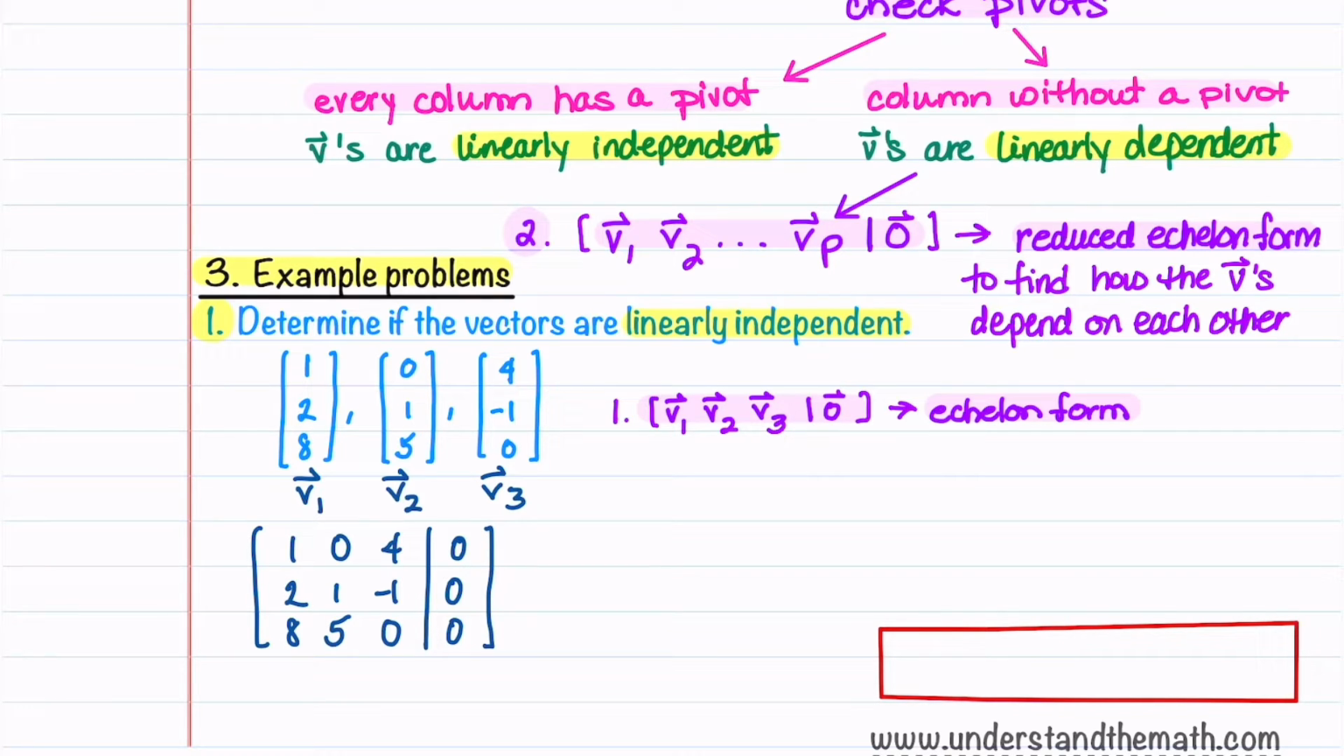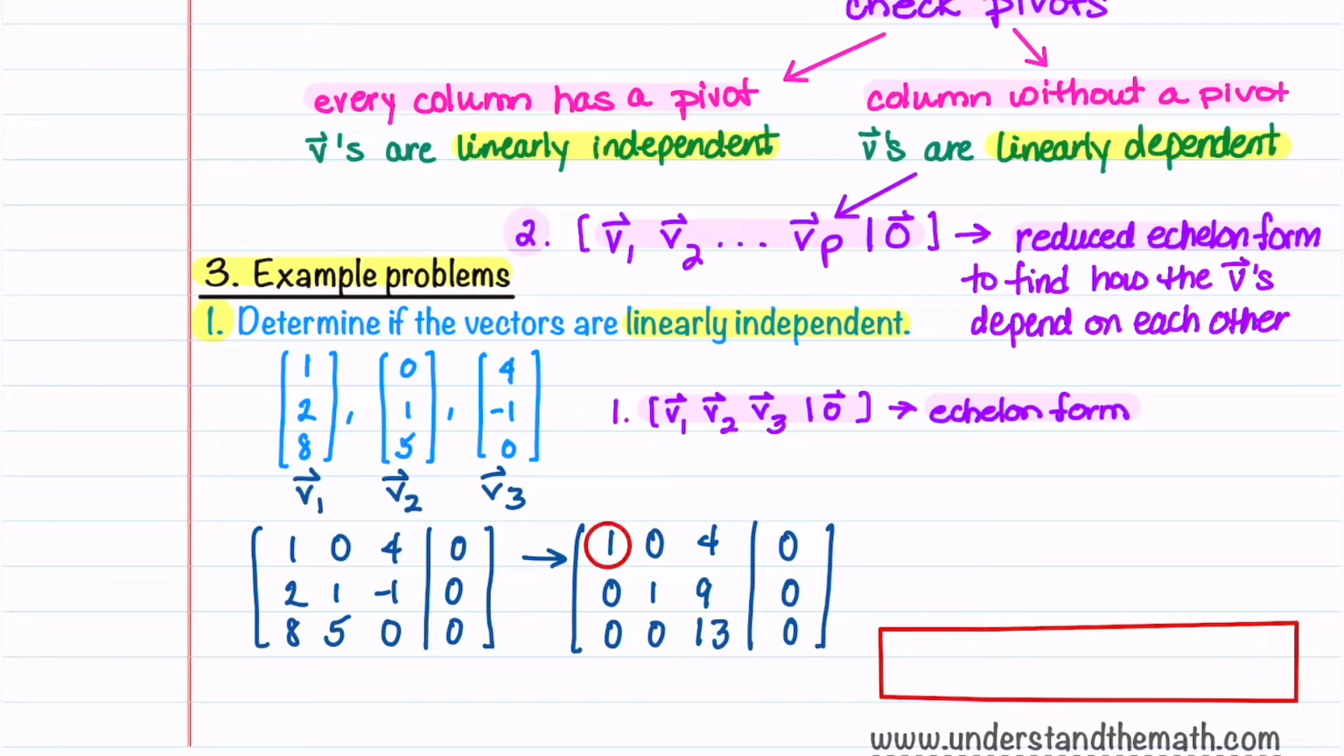I'm not going to write down the reduction steps, but our matrix in echelon form looks like this. We'll circle our pivots and notice that every column has a pivot. Because of this, we'll get a solution: x3 is equal to 0, and then x2 is equal to 0, and then x1 is equal to 0.